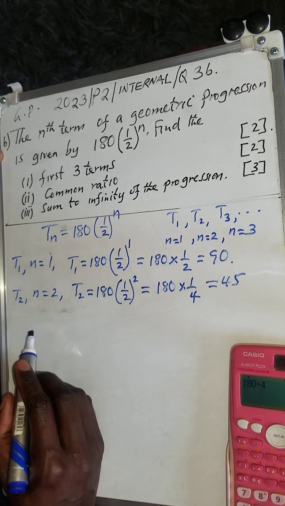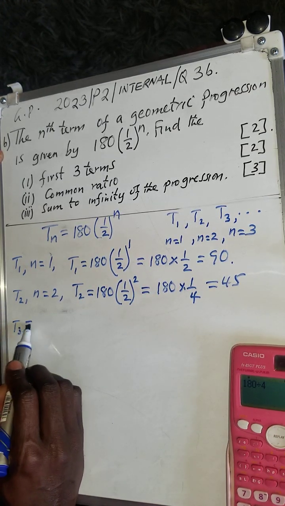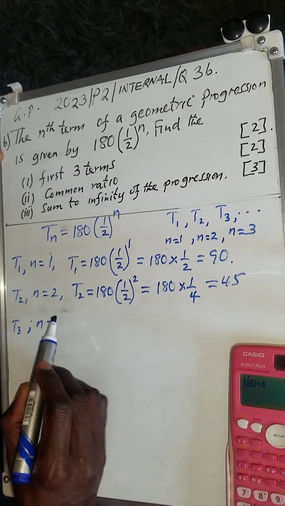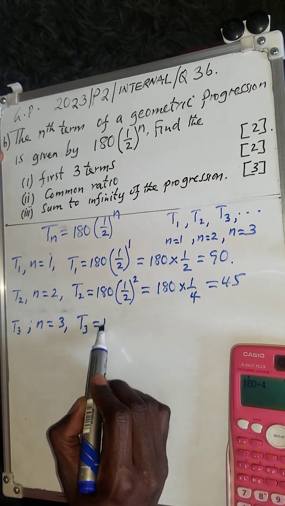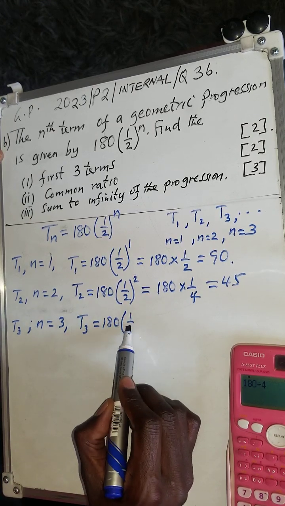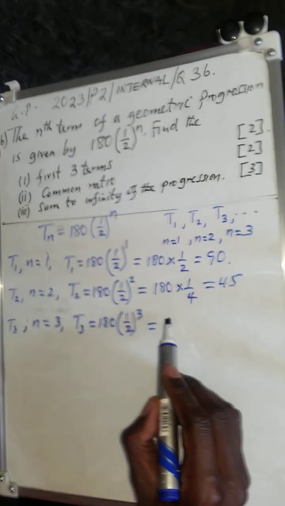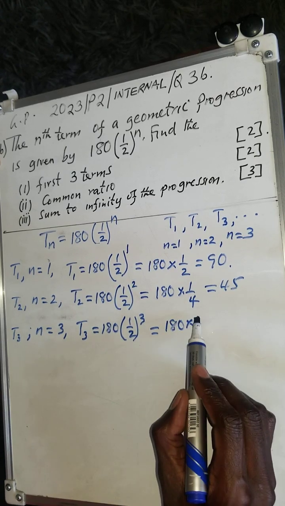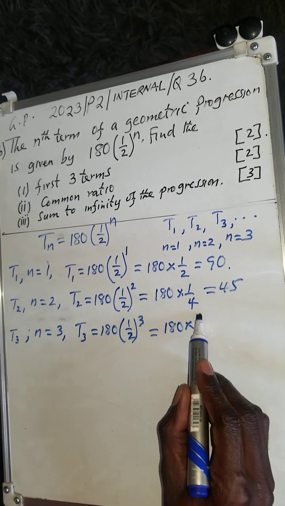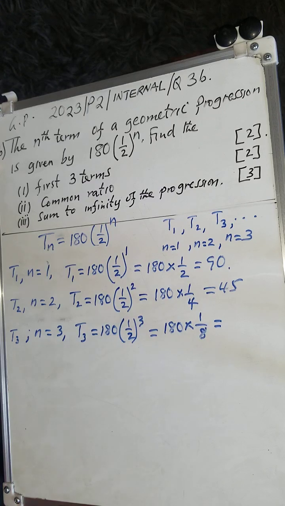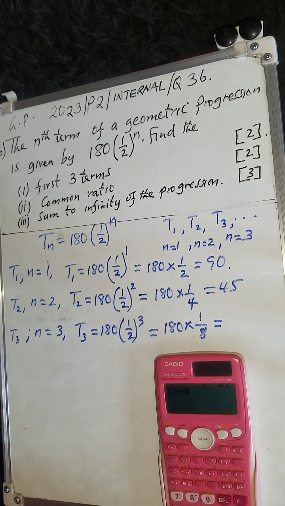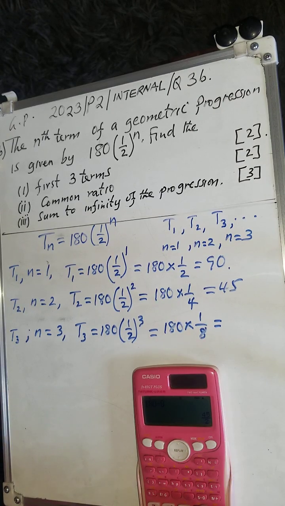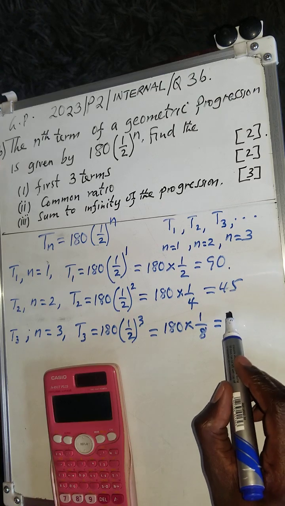You're also going to do the same with the third term. For me to get the third term, it simply means that n is equal to 3. So we just replace in that formula. T3 is equal to 180 times 1 over 2 raised to the power 3. That is going to be 180 multiplied by 1 over 8, which is the same as saying 180 divided by 8. And that is going to give us 22.5.